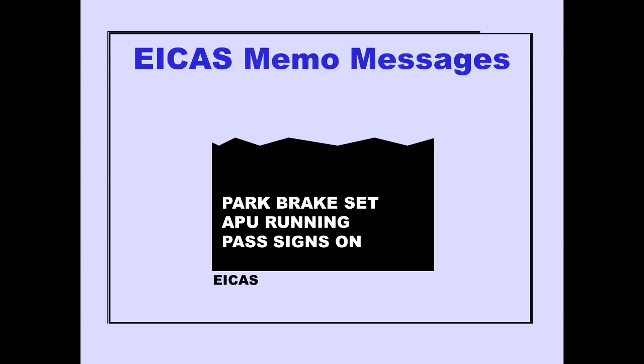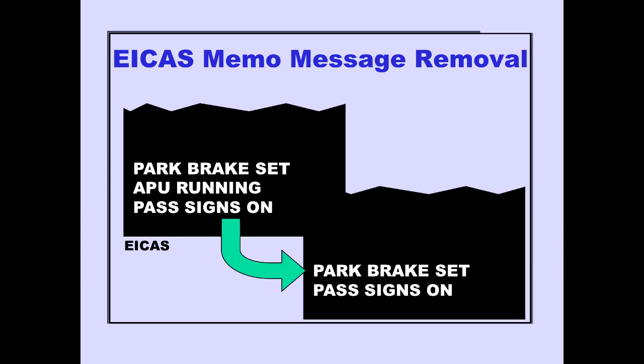White memo messages are displayed at the bottom of the primary EICAS display message area. These messages are reminders of the current state of certain normal conditions. The newest memo message is displayed at the bottom of the list. All other memo messages move up. A memo message is no longer displayed when the condition that caused the message no longer exists. When a memo message is no longer displayed, the remaining memo messages move down to fill the space, unlike EICAS warning, caution, and advisory messages which move up.